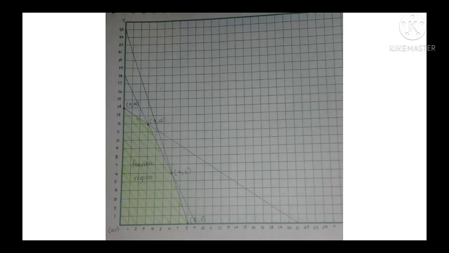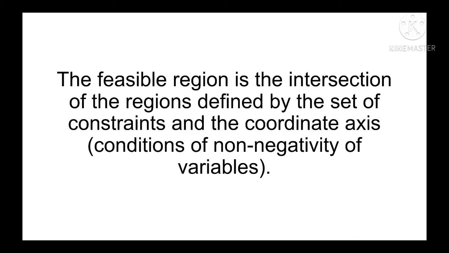Now here is the graph. Since the constraints are less than or equal to constraints, they will be satisfied in a region below the lines towards the origin. The region satisfying the constraints is the shaded part here in the graph, which is called the feasible region. A feasible region is the intersection of the regions defined by the set of constraints and the coordinate axis, condition of non-negativity of variables.